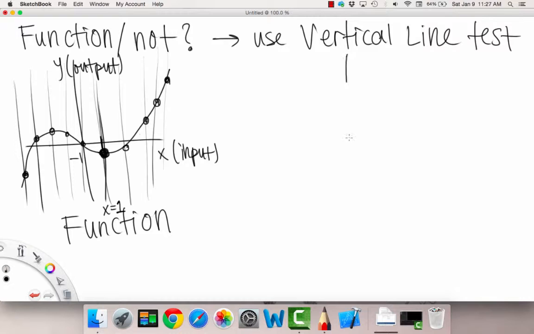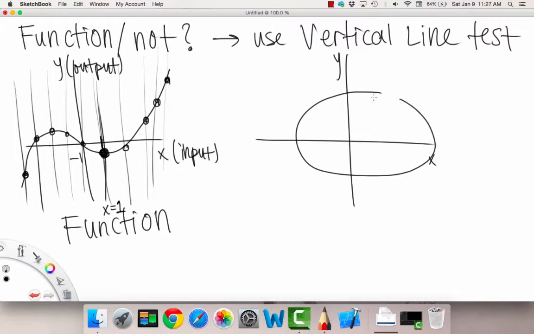Alright, so let's show a counterexample now. Let's say here's our x and here's our y. Alright, and let's say we have some function, or some graph, that is not a function, because this might not be a function, and it looks like this, okay? It's kind of like a potato. Okay, so let's try the vertical line test on this guy.